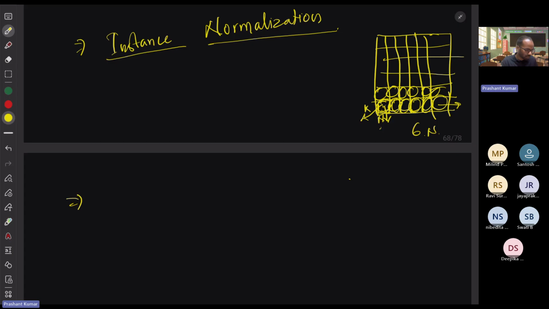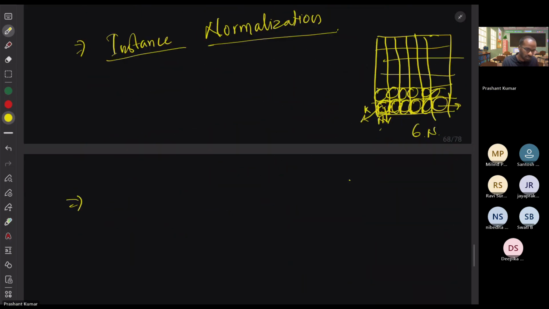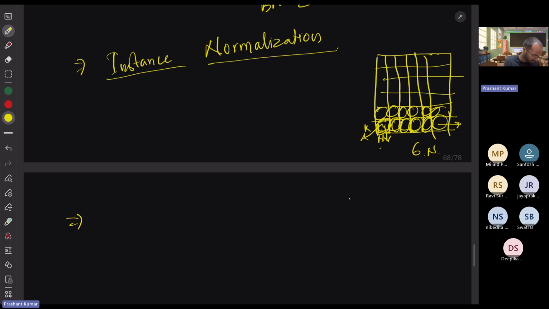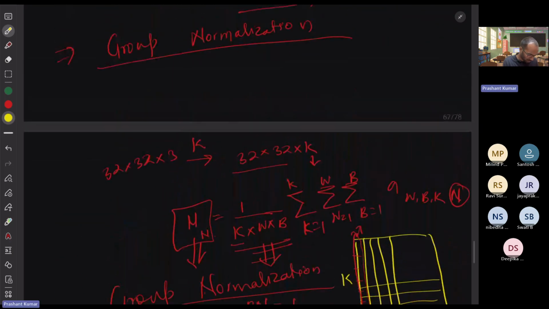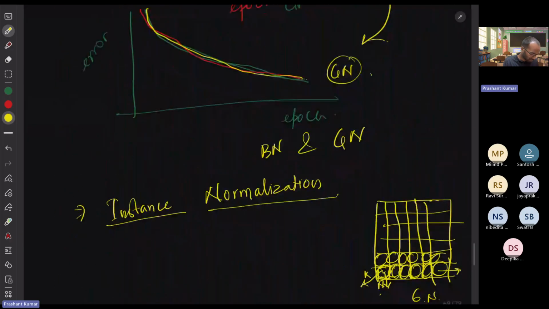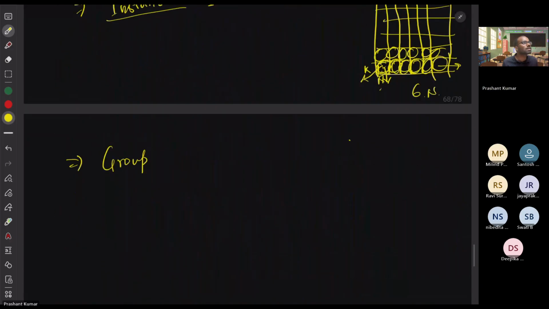And then there is another one, what is the other name? Group normalization. Batch, group, and instance. So what is what? It was group, batch, and there was another one. I forgot the name. Just let me check.